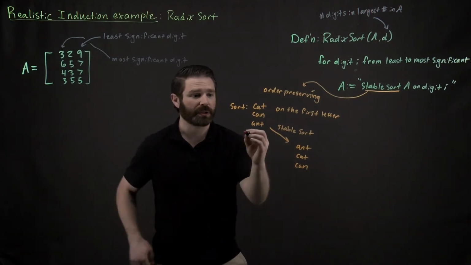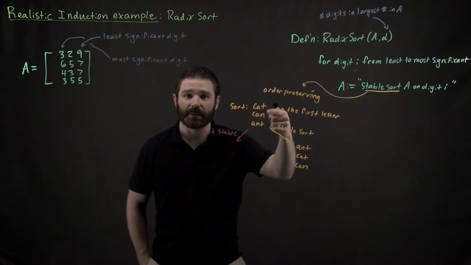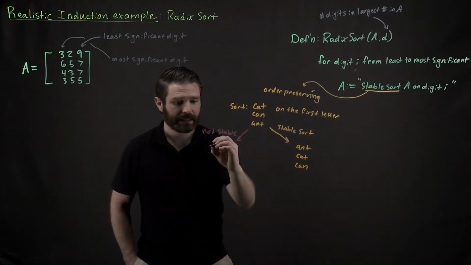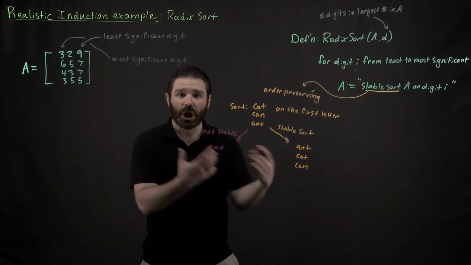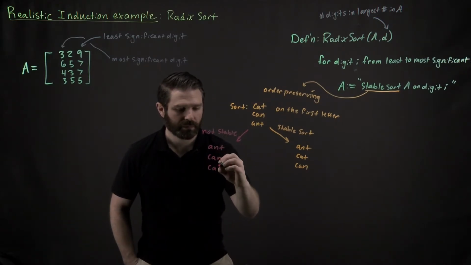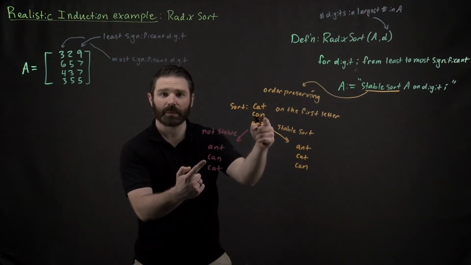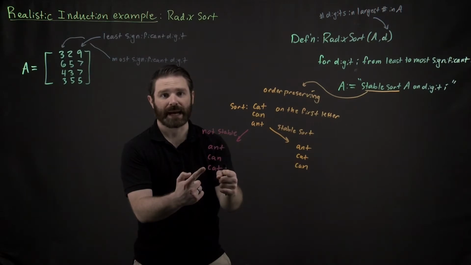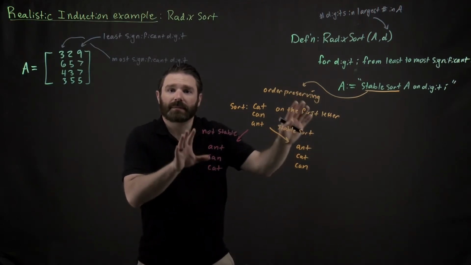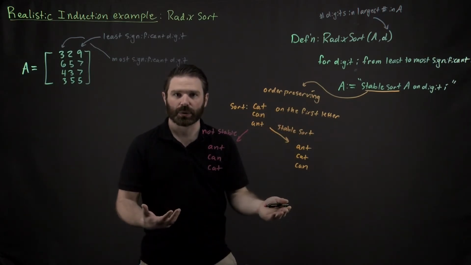A non-stable sort is if it didn't keep this order here. So if we're looking at the first letter, indeed, we would still get ant first, but a non-stable sort could switch the order of these two. Notice in this not stable sort, the input had cat coming before can, and here cat comes last after can. But in a stable sort, this order is preserved. So that's what is meant by a stable sort. It's basically order preserving on the particular keys that you're sorting by.